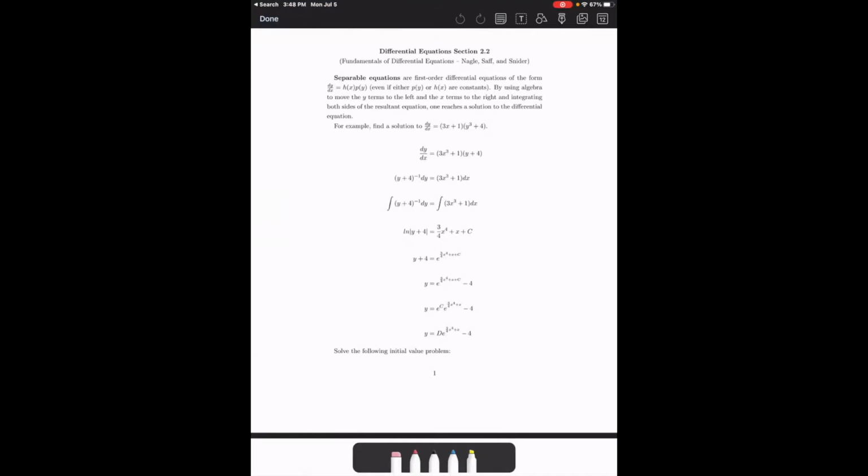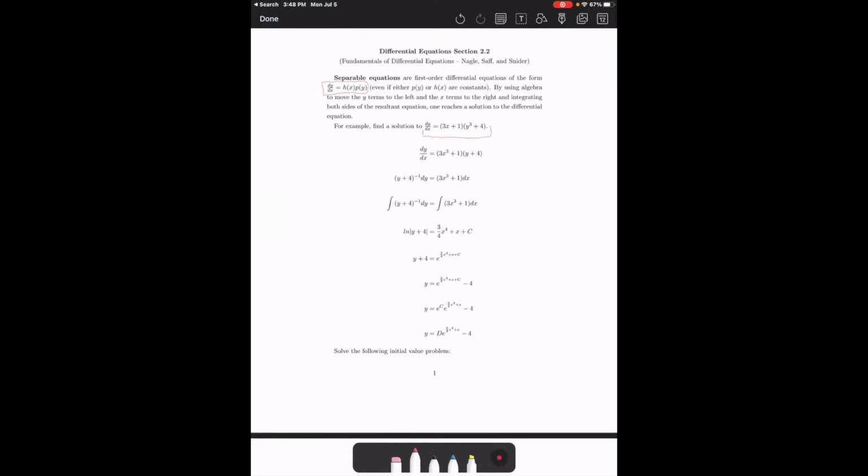Okay, today we're going to be talking about separable equations. Separable equations are differential equations that take this form: the derivative of y with respect to x is some function of x times some function of y. So we're going to get right into this and see how we would solve something like this.